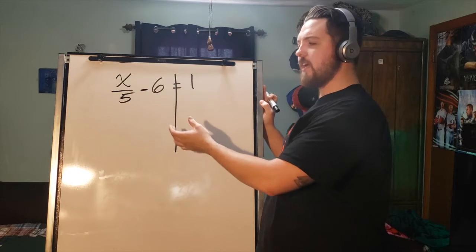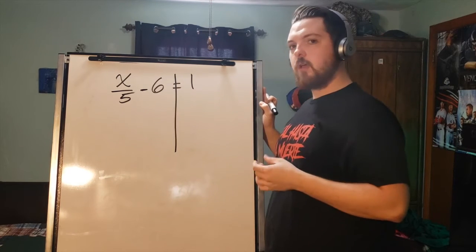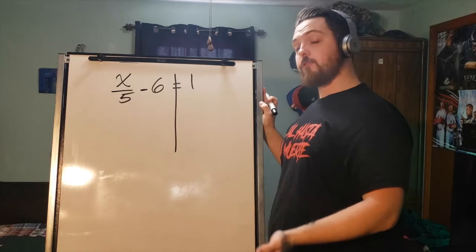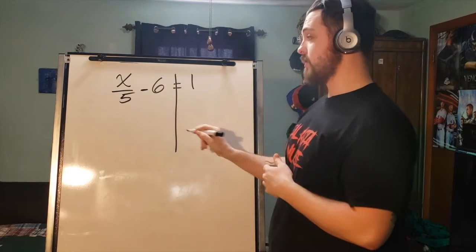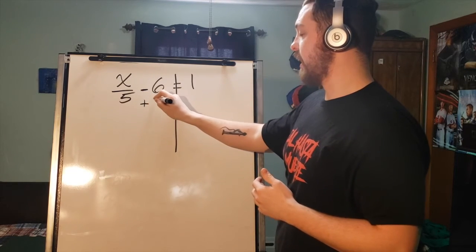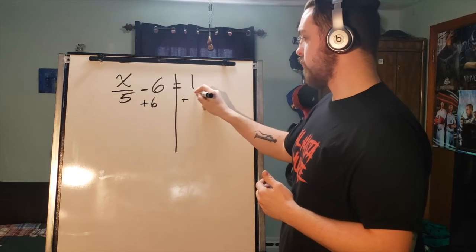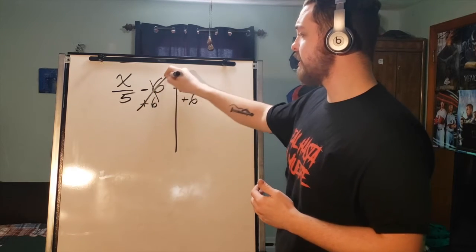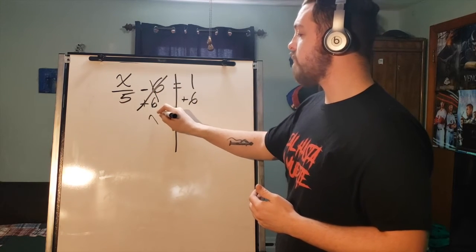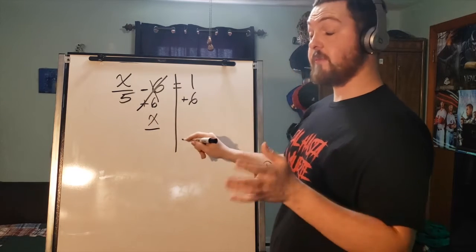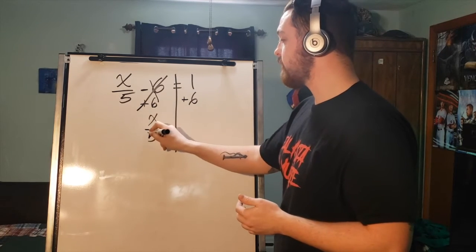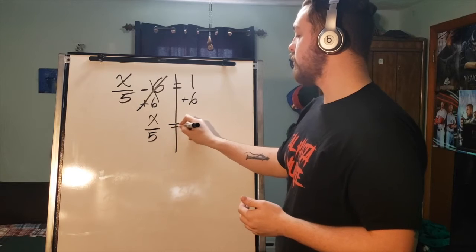So the first thing I have to do is get rid of minus 6. In order to get rid of minus 6, I have to do the opposite. So I have to add 6 to both sides. So I'm going to add 6 on the left, and I'm going to add 6 on the right. My 6's should cancel out. I'm now left with x over 5, and that is going to be equal to 7.